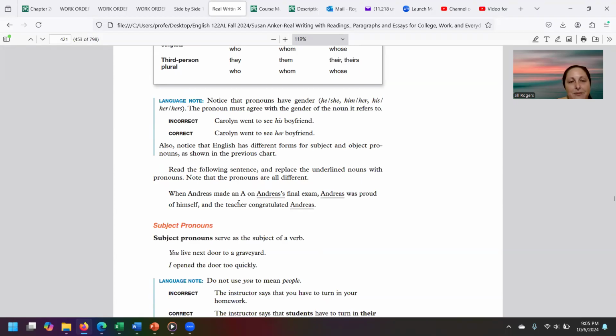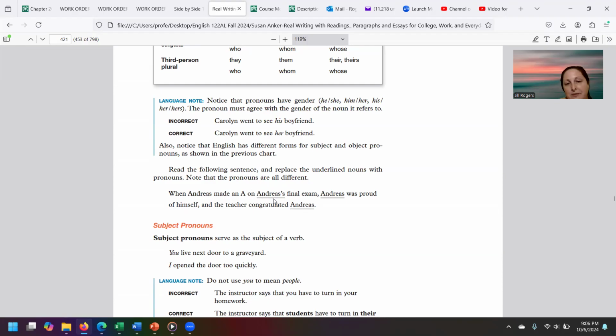When Andreas made an A on Andreas's final exam, Andreas was proud of himself, and the teacher congratulated Andreas. So this is the possessive one. It's a man, because we know himself. Actually, this name could be a boy's or a girl's name, so it's nice that we have a hint here. So this is a man's name.